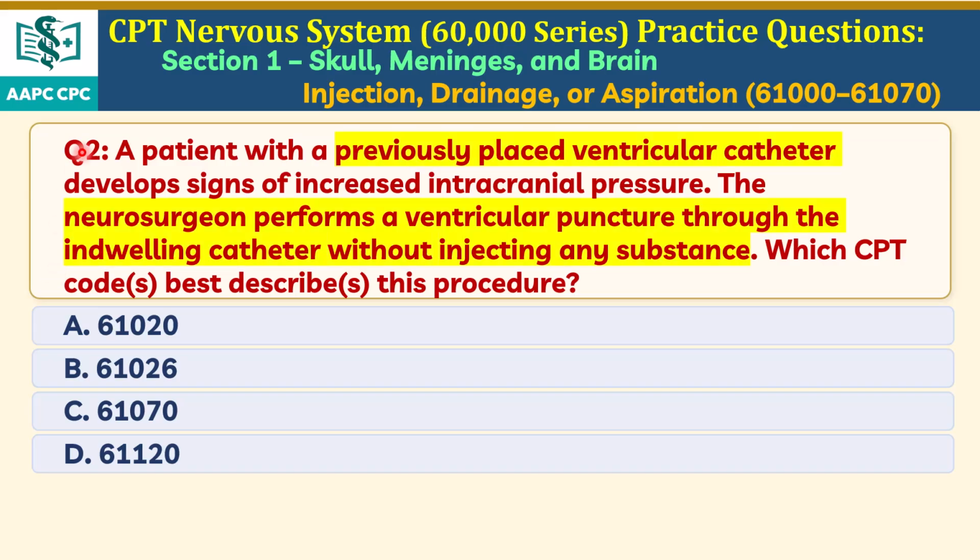So here you have to highlight, this is a previously placed ventricular catheter. A neurosurgeon performs the ventricular puncture. The procedure name is ventricular puncture through the indwelling catheter without injecting anything. Once you look at the answers, all answers are adjacent codes, so you can use the elimination method for the exam first. Let's do the CPT alphabetic index method as well.